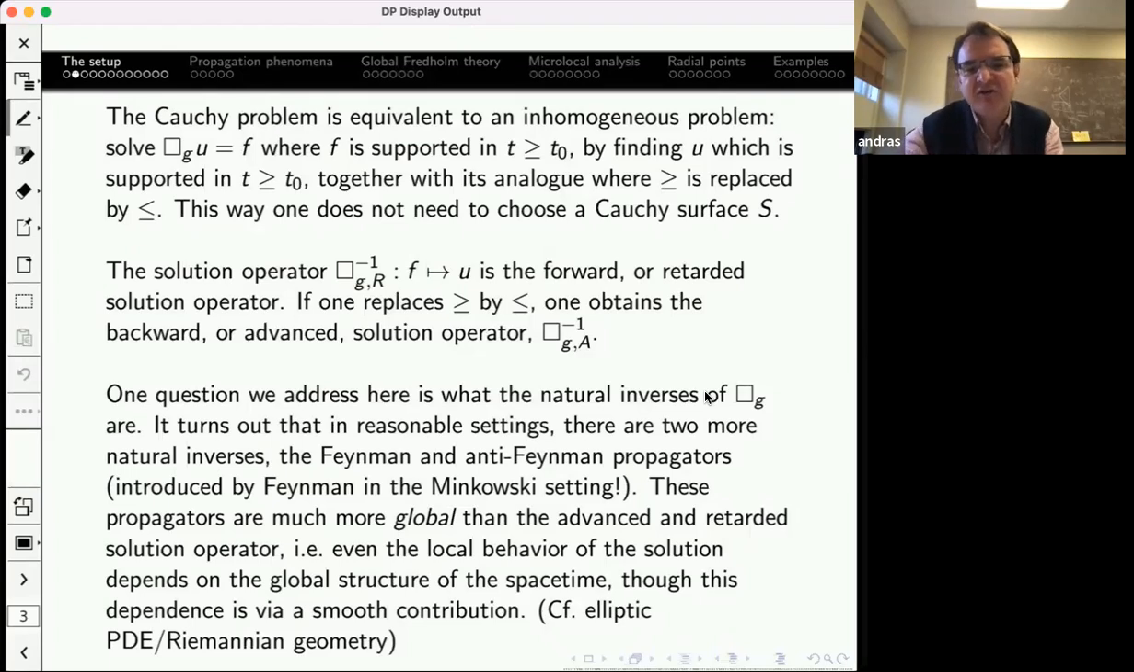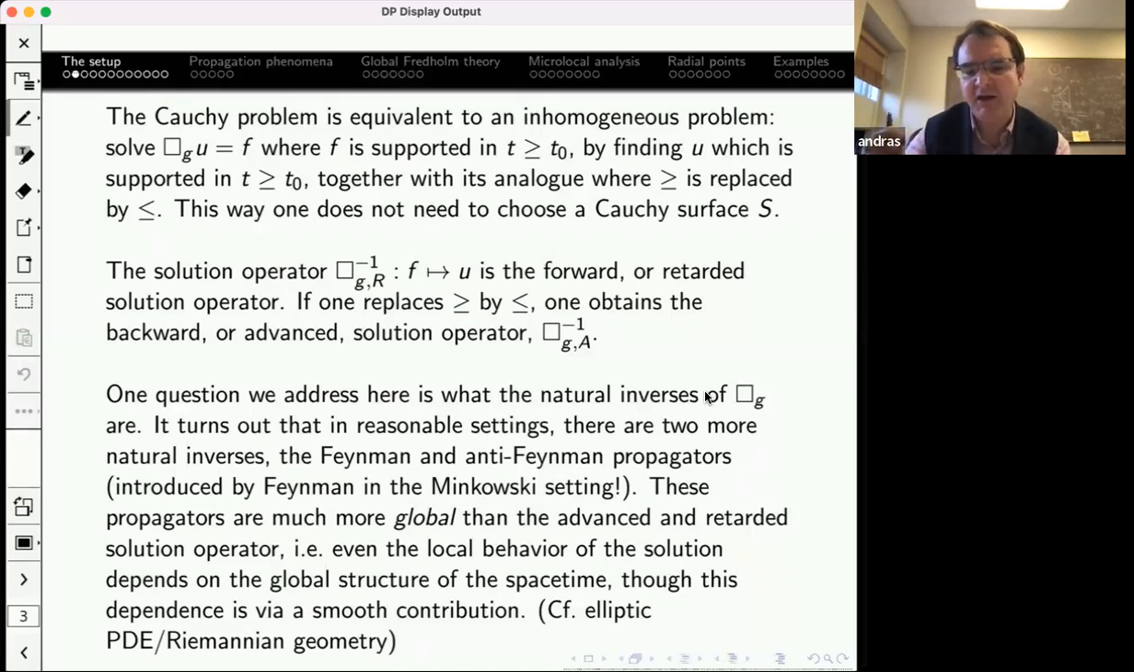Now, one question that arises is, what are the natural inverses of box? It turns out in reasonable settings, and I will discuss this in various ways, there are two more natural inverses, the Feynman and the anti-Feynman propagators, introduced by Feynman in the Minkowski setting. But these are much more global than either the advanced or the retarded solution operators. Even the local behavior of the solution depends on the global structure of the spacetime. This dependence is via a smooth contribution.